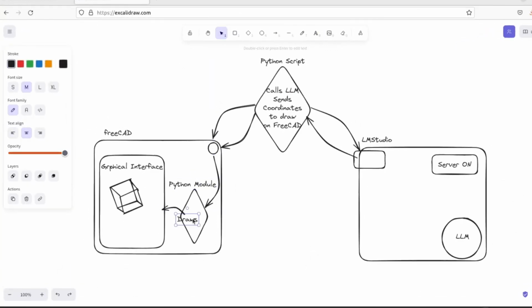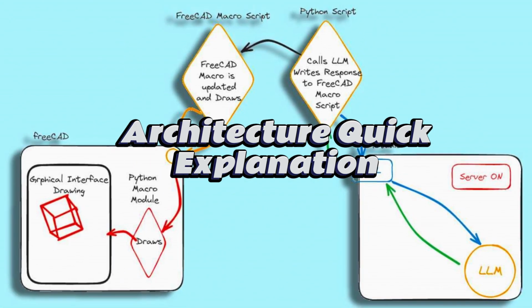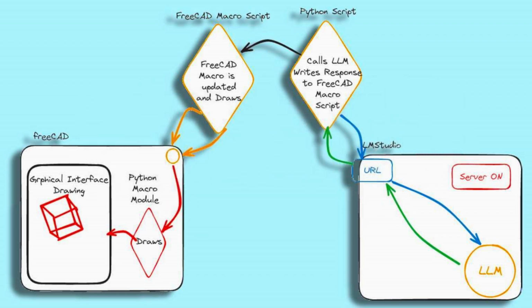I'm just going to explain to you the architecture. Let's draw very quickly. Here we are. So on the right side we're going to have our LMStudio server with the LLM inside, so it's on your local computer. The server option is on, so we can use the URL to make API calls to the LLM. So there's a Python application which is going to call the LLM and write responses to a FreeCAD macro script. So there's a FreeCAD macro script at a certain path which FreeCAD can pick up.